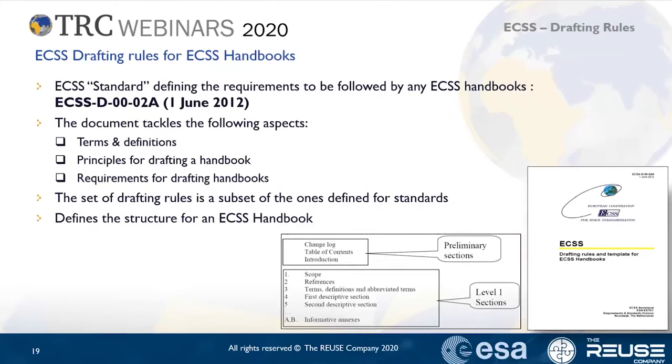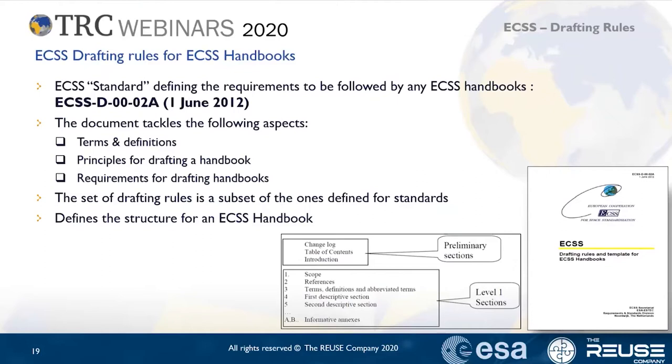So the second of the drafting rules documents is pretty much similar to the previous one, but this one is now addressing not how to draft ECSS standards, but how to draft ECSS handbooks. We can say that the recommendations are pretty much similar. In fact, it is a kind of subset of the previous document. With some changes, of course, while standards are more, let's say, normative.